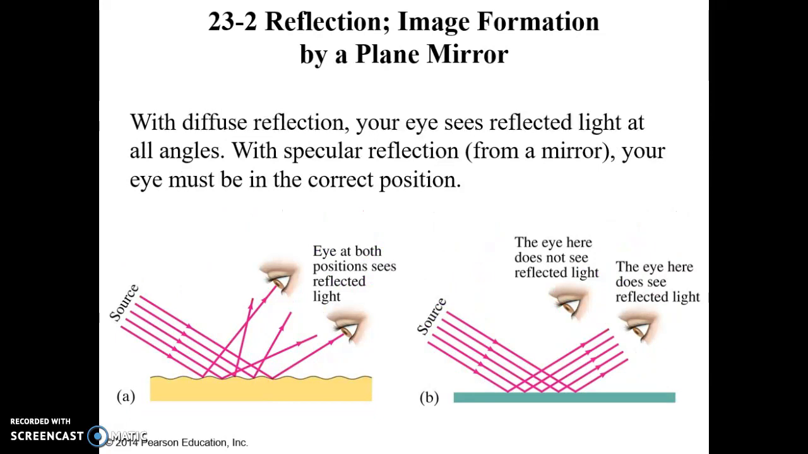When you move your head to the side, different reflected rays reach your eye from each point on the object, as seen in Figure A. So with diffuse reflection, your eye sees reflected light at all angles. However, with specular reflection, like a mirror, your eyes must be in the correct position.